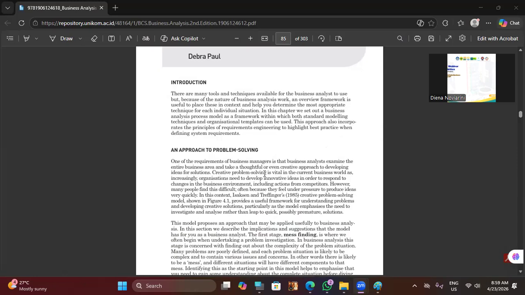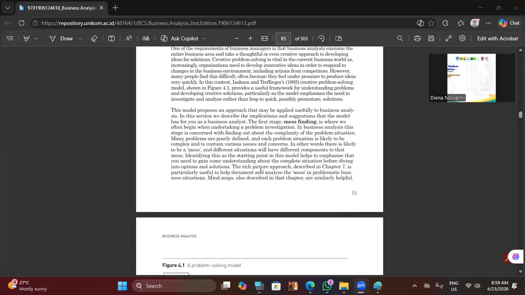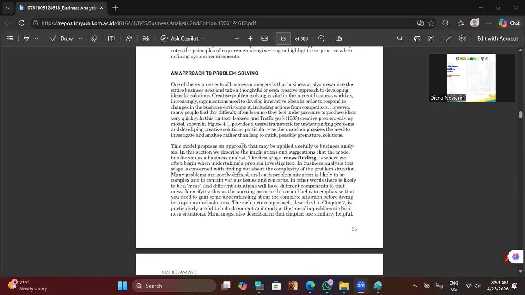An approach to problem solving of the business analysis model proposes an approach that may be applied usefully to business analysis. In this section, we describe the implications and suggestions that the model has for you as a business analyst. The first stage, number one, is match finding. It's where we often begin when undertaking a problem investigation.